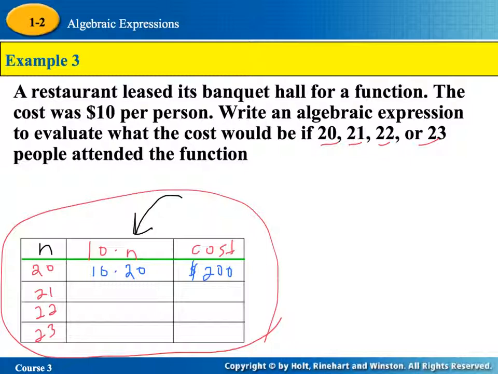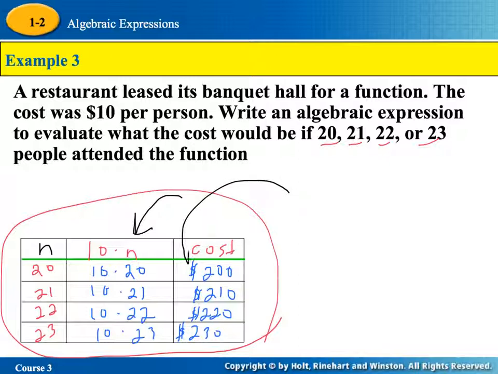Moving on to 21. Again, 10 times my number. 10 times 21, $210. And we're moving on to 22 and 23. 10 times 22, $220. 10 times 23, $230. Make sure, it is very, very crucial that we have these labels in each one of these problems.